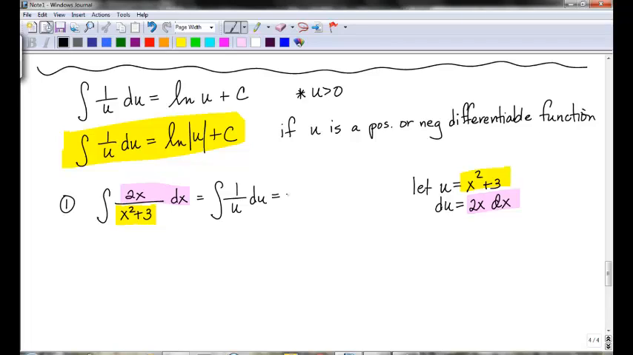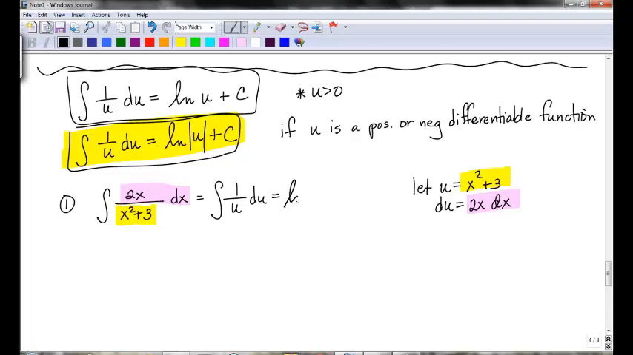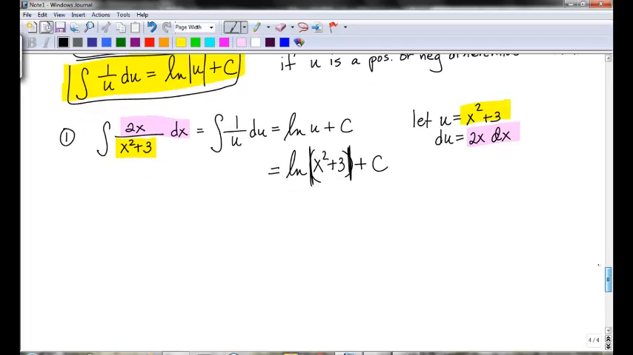But the integral of 1 over u with respect to u is the natural log. If you look up here at the formulas, it's the natural log of u plus c. But what was u? x squared plus 3. So it's the natural log of x squared plus 3, and then plus c. And to be honest, I'm not that worried about the absolute value symbols. If it's a positive or negative differentiable function, if we could find the derivative, you'd have absolute value symbols around it. I'm not going to be picky on that part.